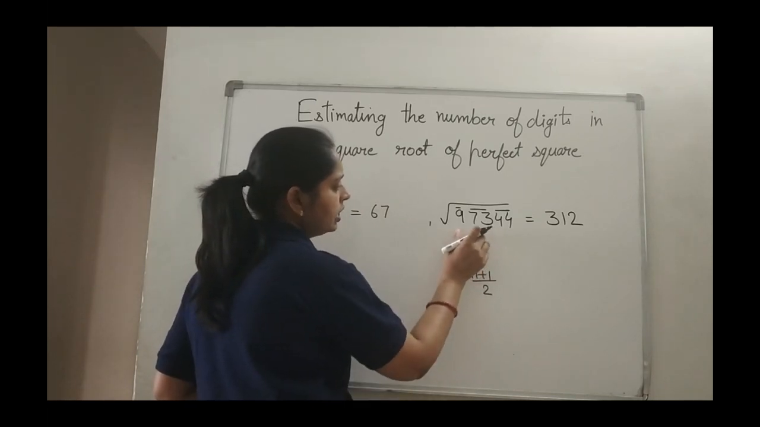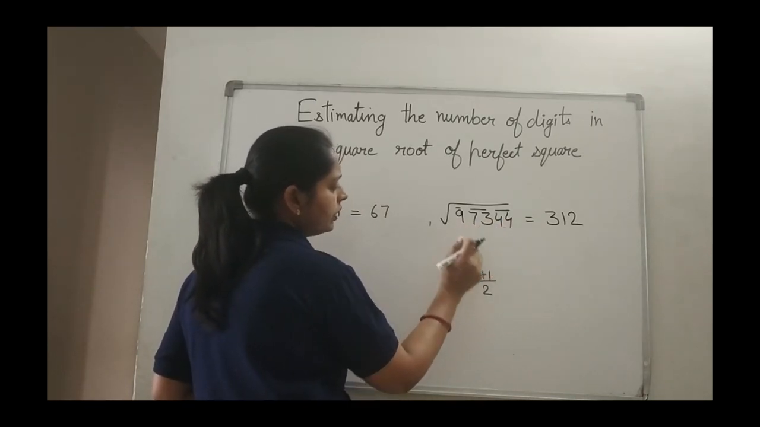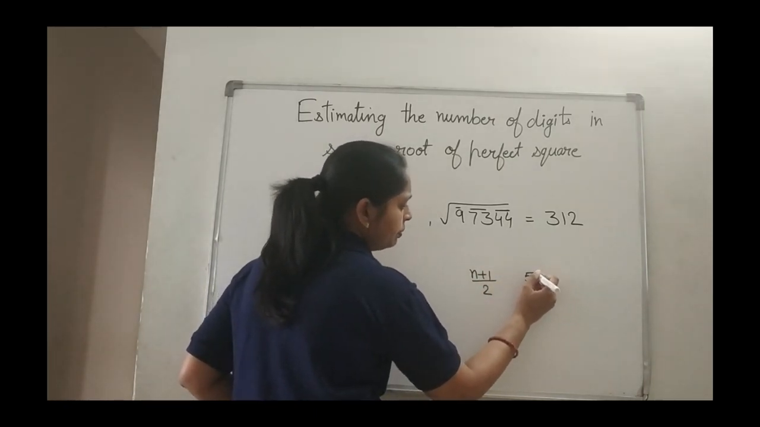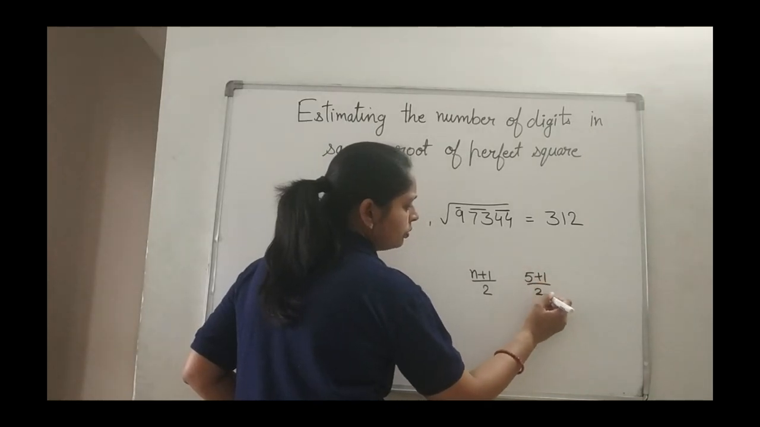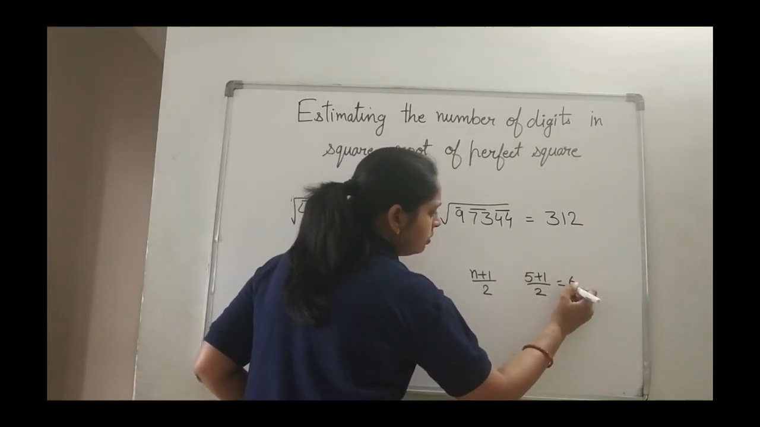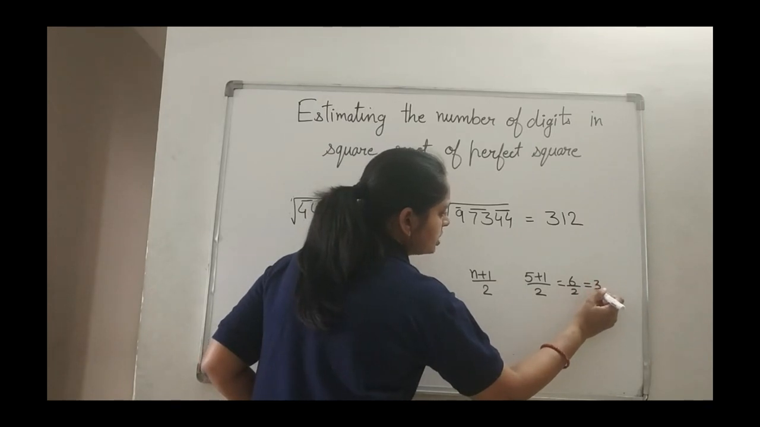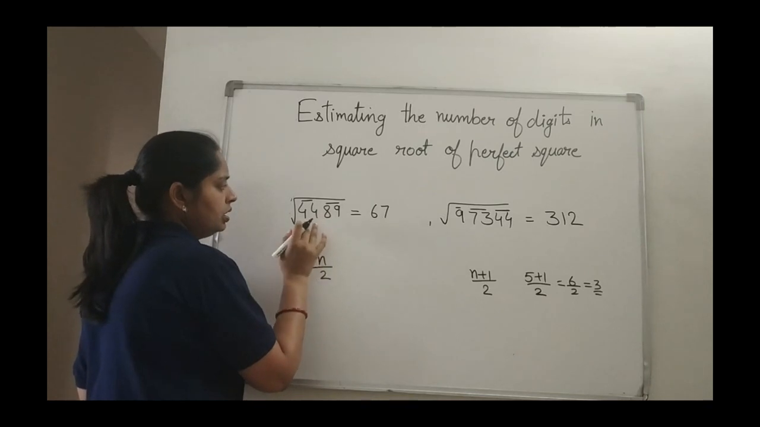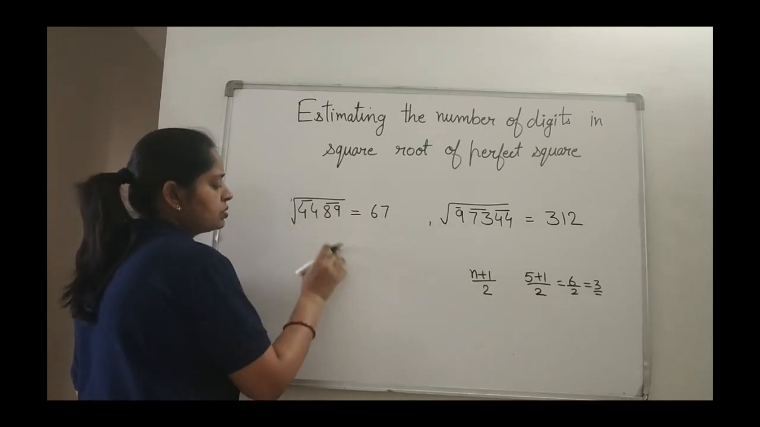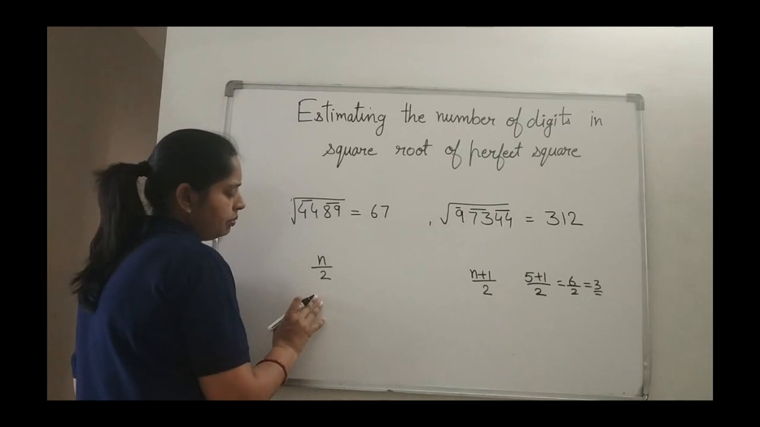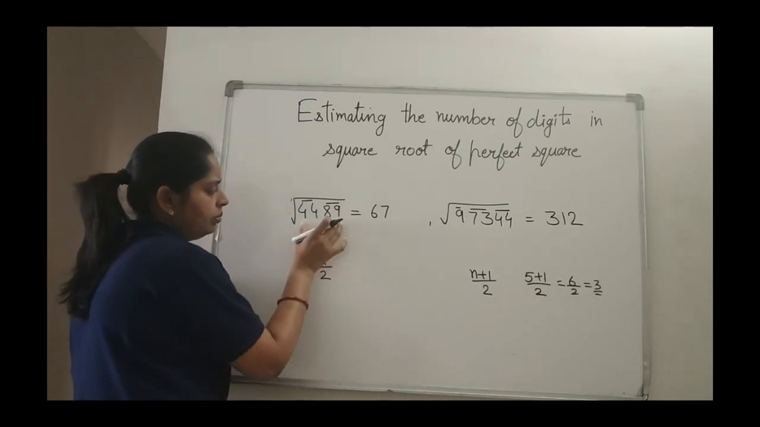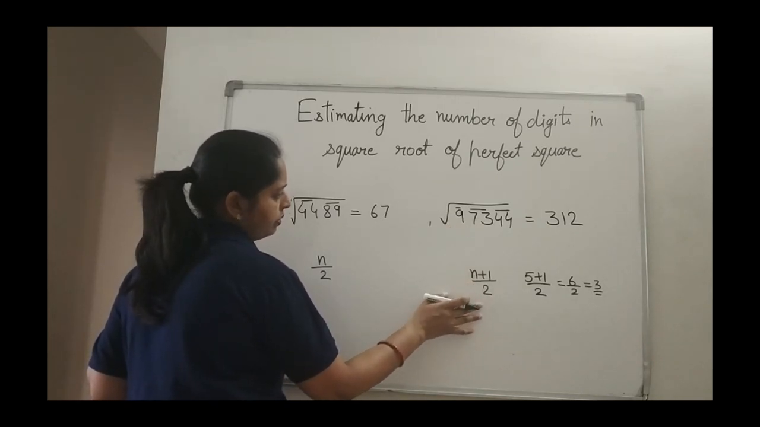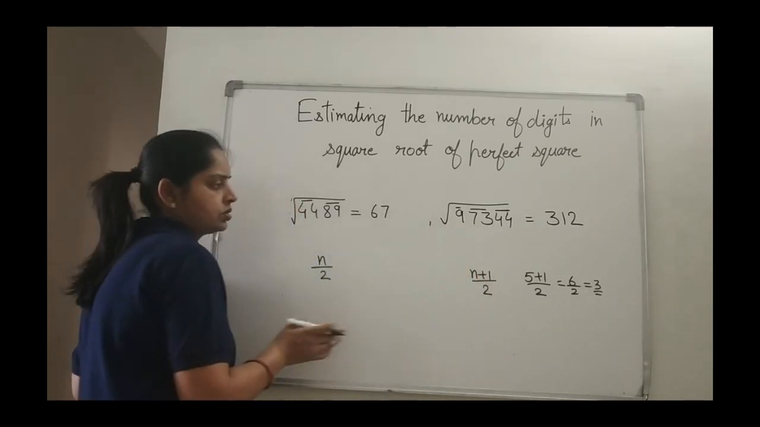How so? See here, how many digits are there? 5. So what is the value of n? n is 5. So 5 plus 1 upon 2, that is 6 upon 2, and that is 3. So you can see here we are having 3 digits. So that is your choice. Either you write it down by putting the bars only, or by using n by 2 for an even number of digits, or if we are having odd digits, then we use n plus 1 upon 2, or by putting the bars. That is your choice.